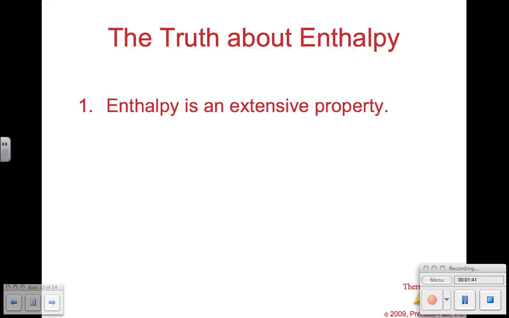Okay, so enthalpy is an extensive property, and basically what that means is that the more reactants that you have reacting together, the greater the enthalpy is going to be. So 1 mole versus 2 mole, you're going to increase the enthalpy according to how many moles are reacting together. So it's dependent on quantity, on an amount.